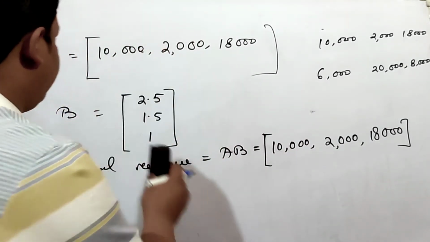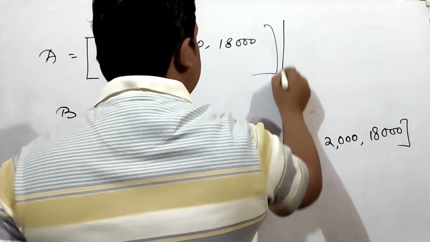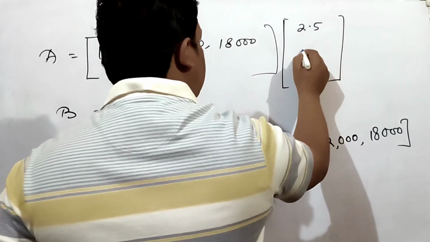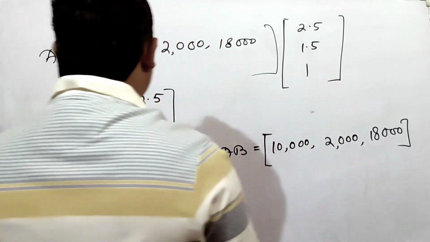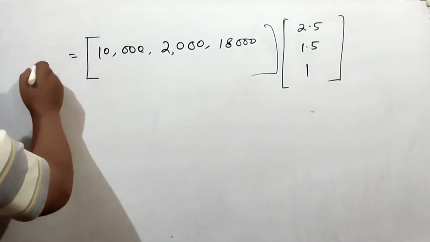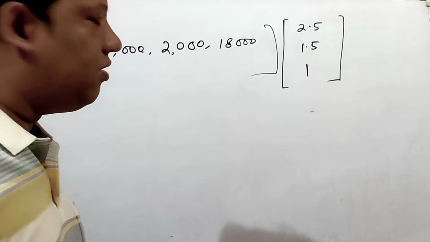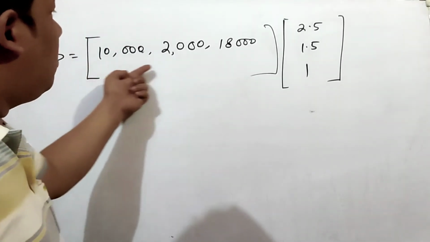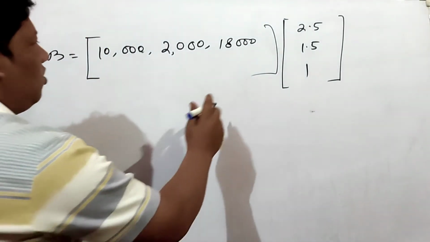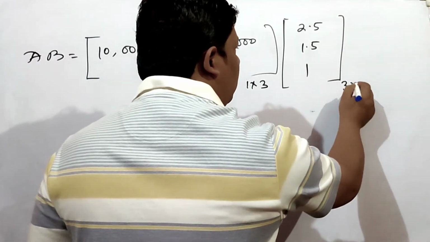I just write here below AB. Therefore total revenue will be given by 2.5, 1.5 and 1, and that is the total revenue. Now, a very important question: why are all the elements here in a row and these in a column? Because it is a 1 by 3 matrix and it is a 3 by 1 matrix.